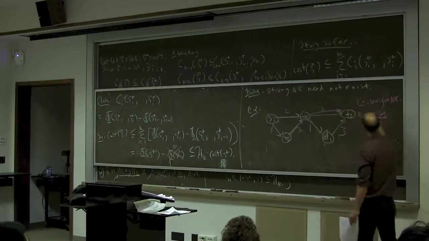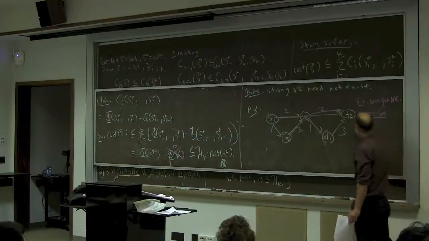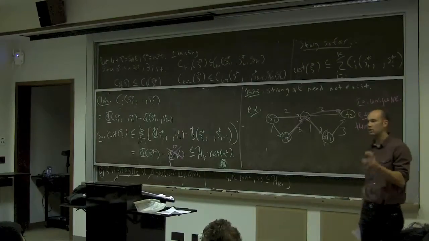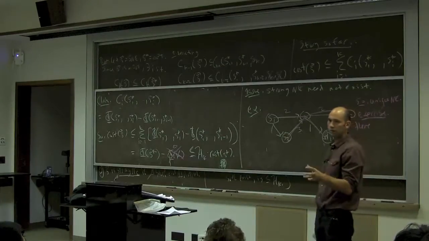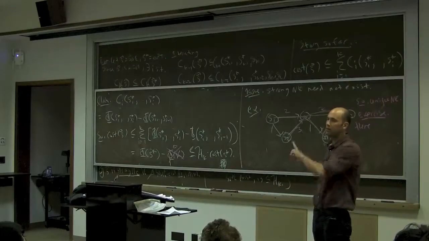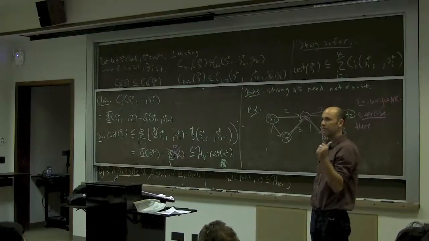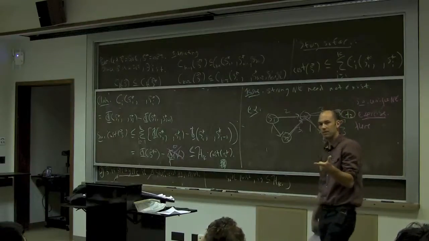And then to make sure I finish on time, I'll leave it as an exercise. Again, all that's left to prove is that this unique Nash equilibrium is not strong. That is, there exists a beneficial deviation. There's some way for these two players to switch strategies in tandem so that one of them doesn't get worse off and the other one gets strictly better off.